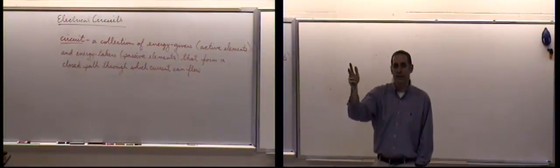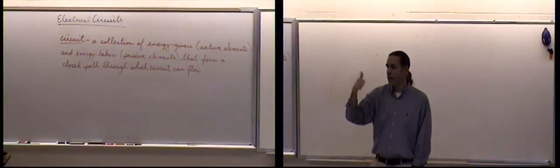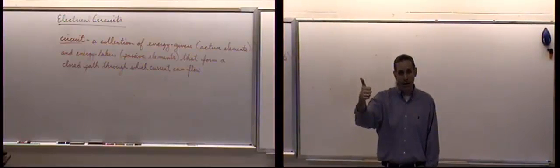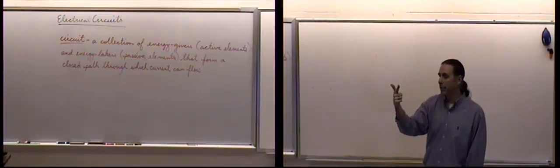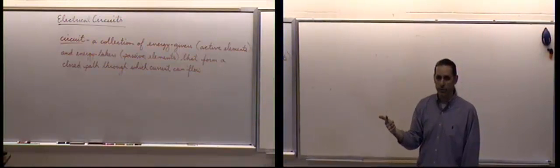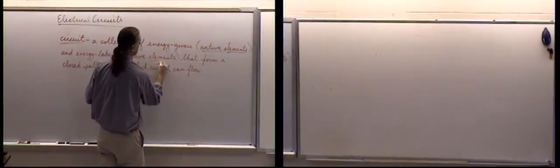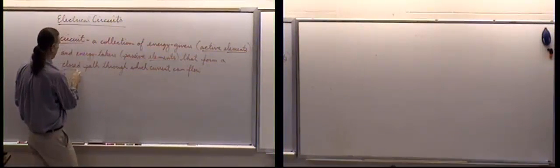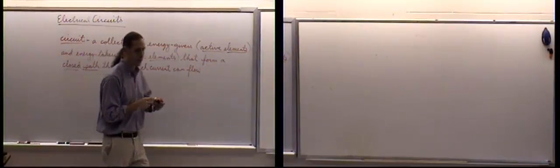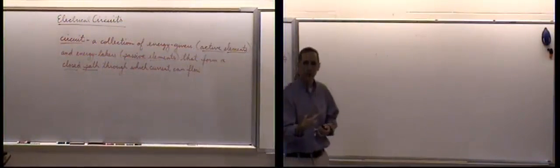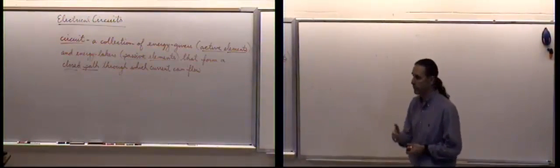Every single circuit, to truly be a circuit, has to have active elements, things that supply energy to the circuit, and passive elements, things that take energy from the circuit. So you have to have both, and you have to have a closed path. There has to be a way for current to flow for it to truly be a circuit.